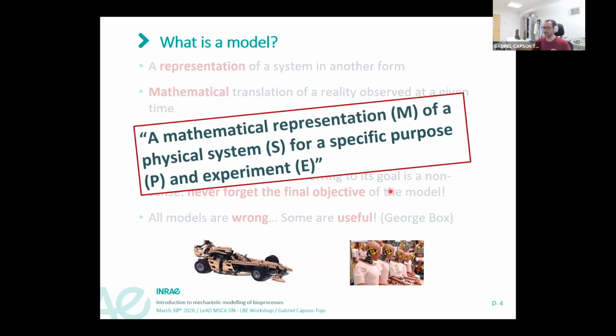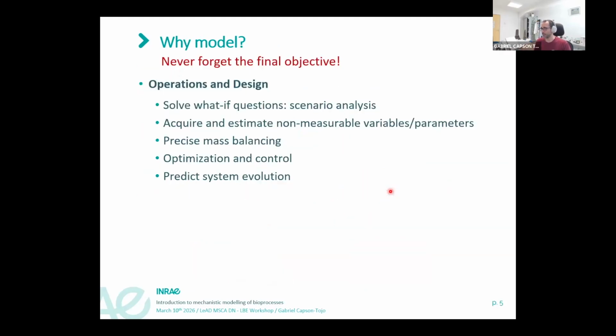In our case, if we want to talk a bit in mathematical terms, a model for us is a mathematical representation of a physical system for a specific purpose and experiment. That's generally the most simple definition of a model that we're going to be using here. So, as I was saying, I'm going to be repeating myself a bit now. If you want to understand why you're modeling, you always need to keep the final objective in mind. Otherwise, in many cases, you are neither going to be able to know the structure of your model, nor are you going to know why you're actually doing it. So it's something that is probably the first thing that you need to think about.